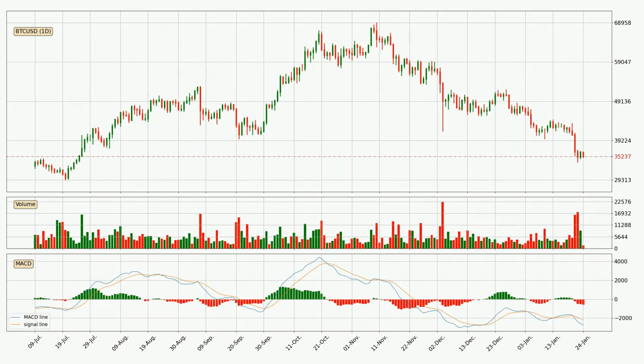Jumping to the daily MACD, the trend is currently going down because the MACD line is below the signal line. We can expect for the price to continue going down or perhaps remain at least stable because the MACD histogram shows the momentum currently being strong.